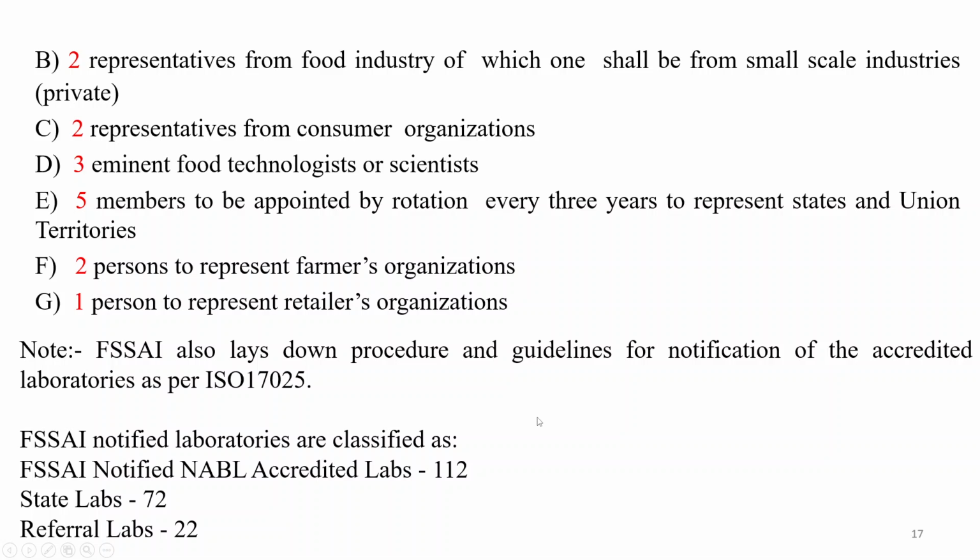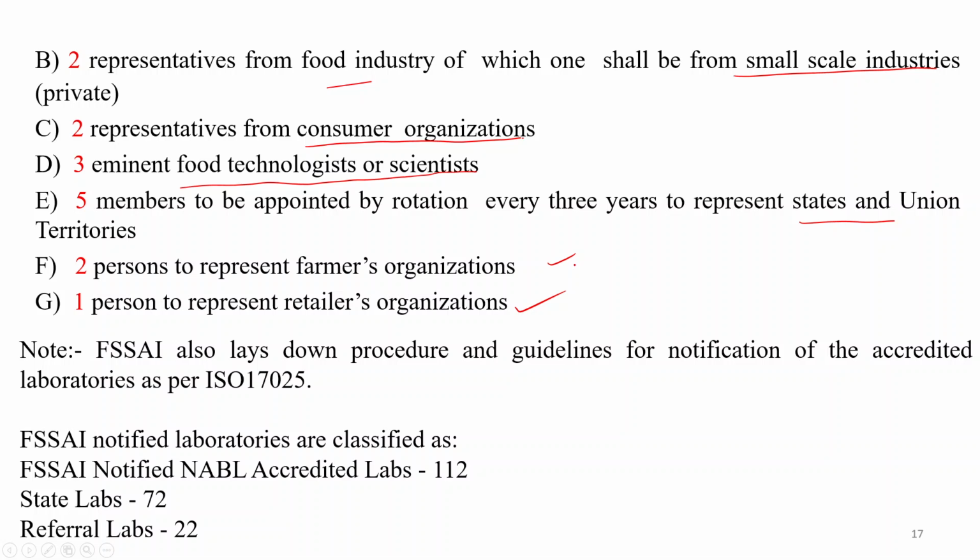Now 2 representatives from food industry must be there, of which one shall be from the small scale industries. 2 representatives from the consumer organizations must be there. 3 eminent food technologists or scientists must be there, and 5 members to be appointed by rotation every 3 years to represent states and union territories. 2 persons to represent farmer organization, 1 person to represent the retailer organization.